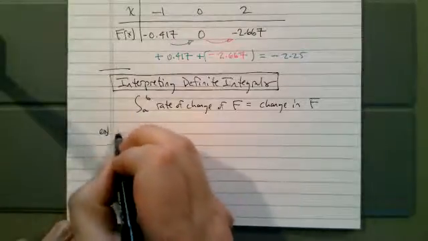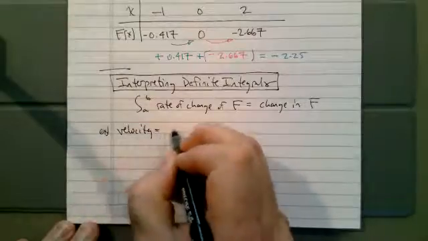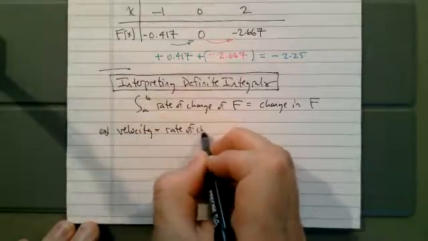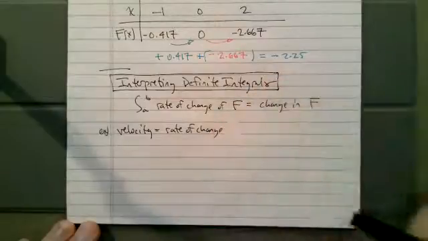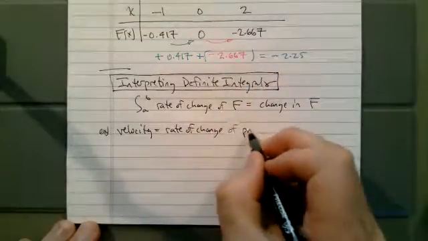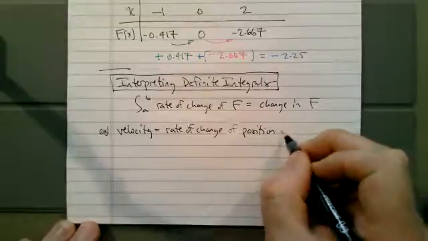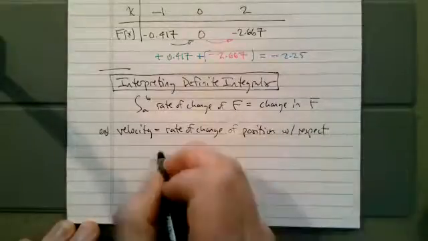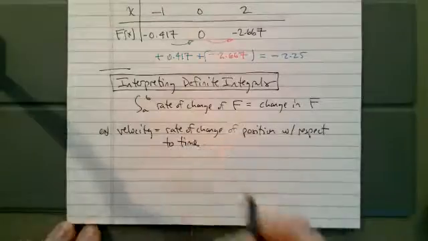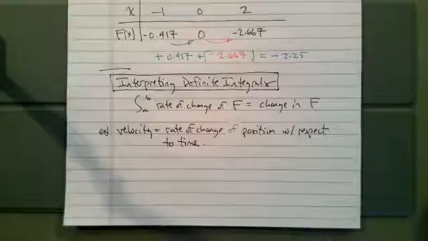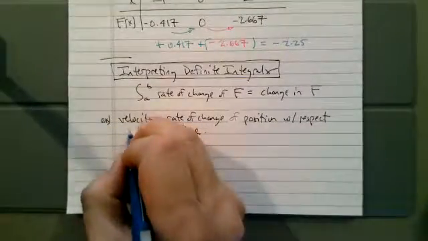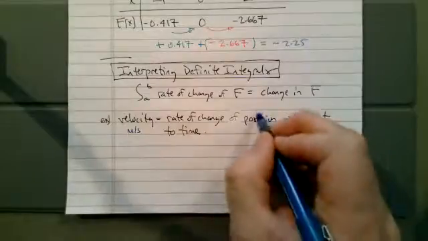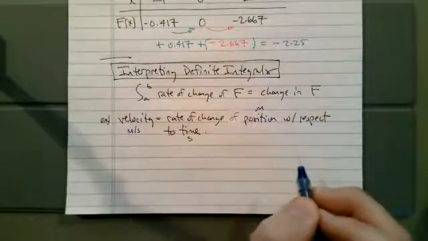velocity is the rate of change of position with respect to time. So velocity is the rate of change of position with respect to time. So if velocity is being measured in meters per second, then that means position will be measured in meters and time will be measured in seconds.